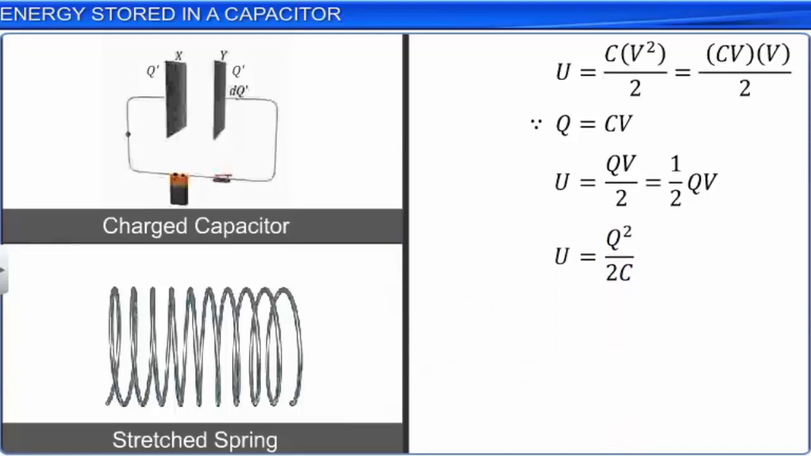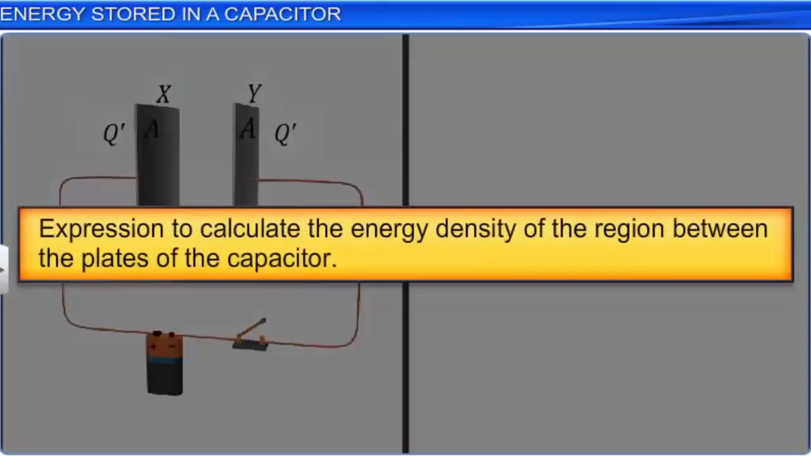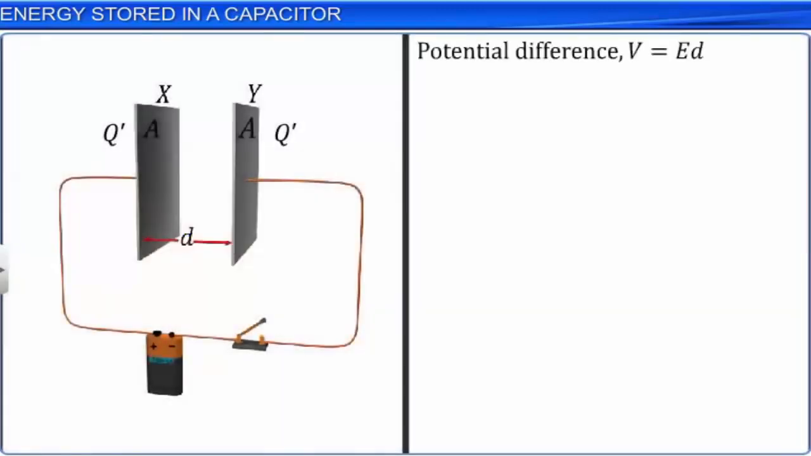The energy supplied to the capacitor in the charging process is released when the capacitor discharges. We can also say that the energy stored in the capacitor is localized in the electric field between the plates. Now let us derive an expression to calculate the energy density of the region between the plates of the capacitor. The electric field strength E between the plates of the capacitor is equal to V by d, assuming a uniform electric field between the plates. Let this be equation 4.